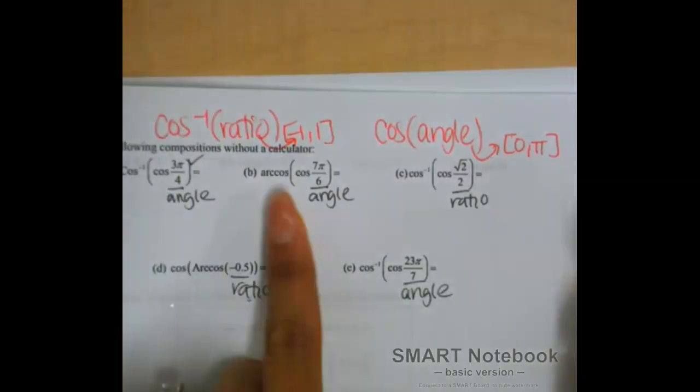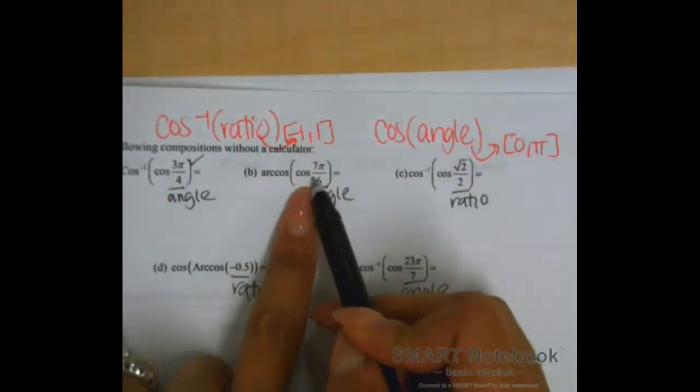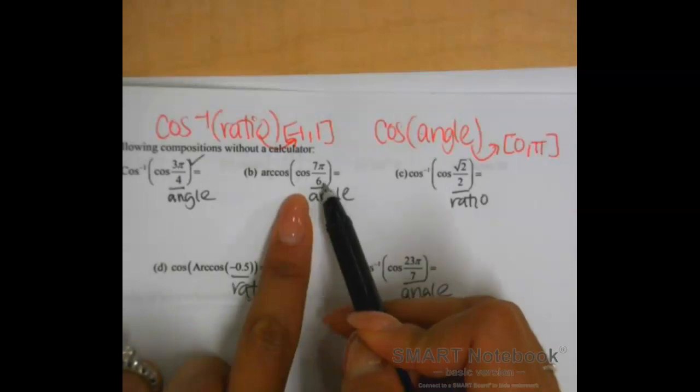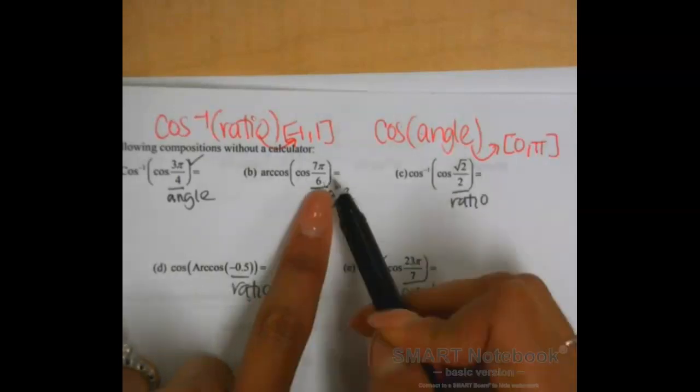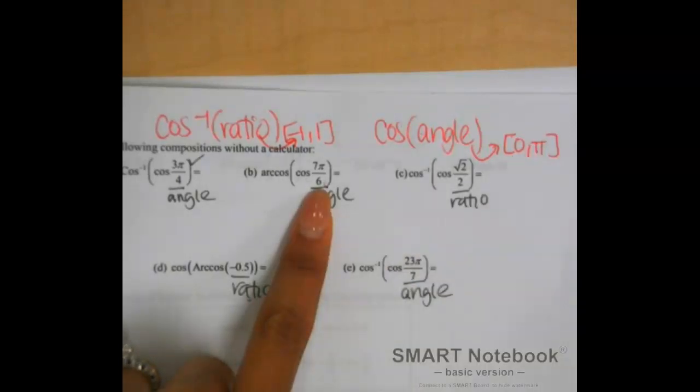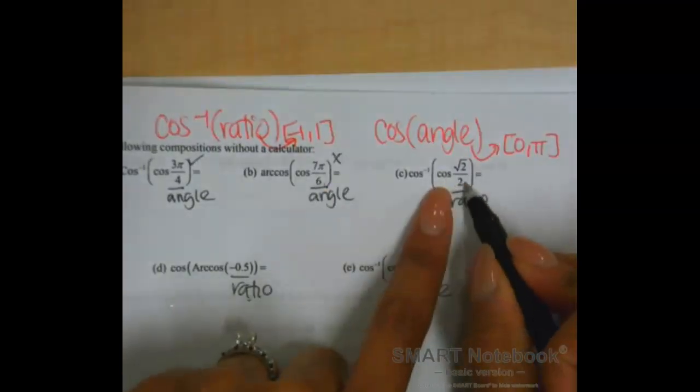I can actually solve that. For cosine, the one that's next to 7 pi over 6, it has an angle next to it. Perfect. Is this angle between 0 and pi? No. Put a little x. This cosine should have an angle next to it.